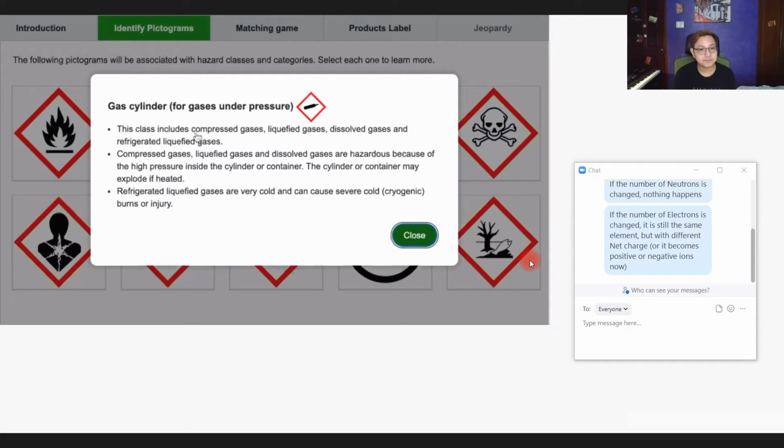This class includes compressed gases, liquefied gases, and dissolved gases. Compressed gases, liquefied gases, and dissolved gases are hazardous because of the high pressure inside the cylinder or container. The cylinder or container may explode if heated.